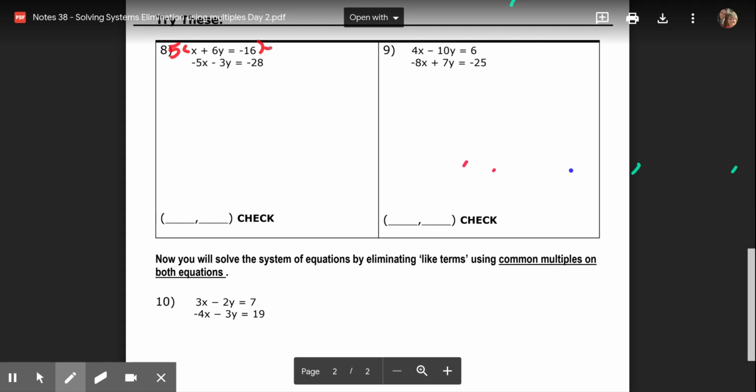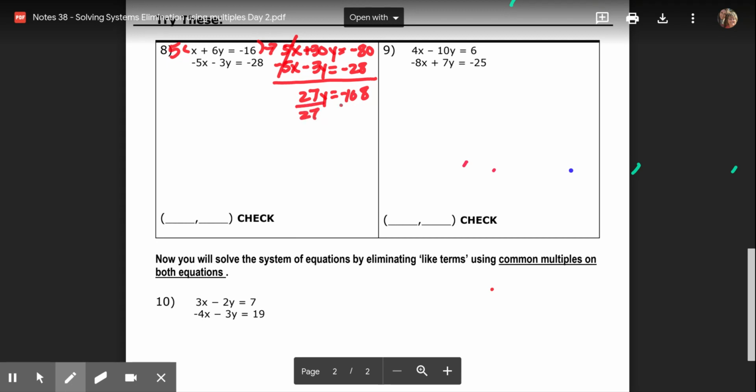So it's going to become 5 times x is 5x. 5 times 6 is 30. And 5 times 16 gives us negative 80. The bottom one stays the same, so negative 5x minus 3y equals negative 28. So the x's cancel out, so this will be 30 minus 3 is 27y equals, and that'll be negative 108.